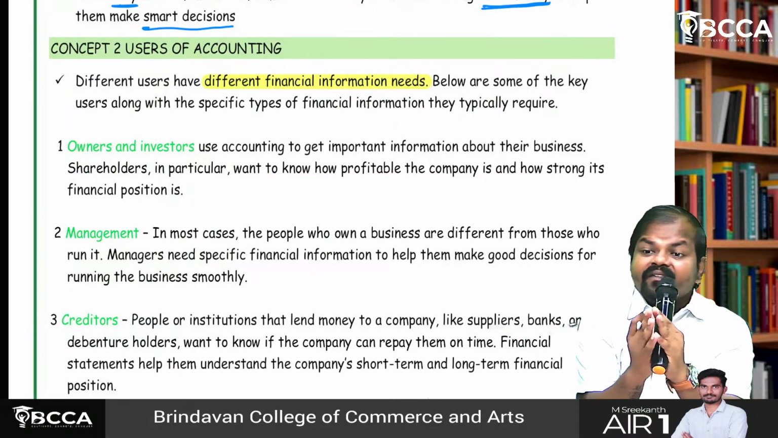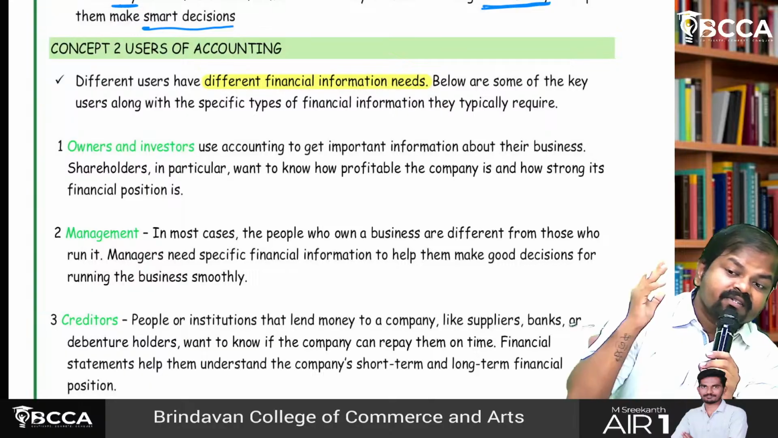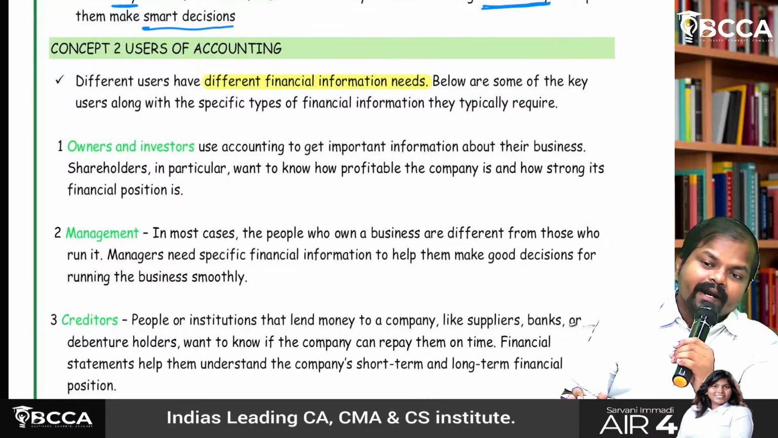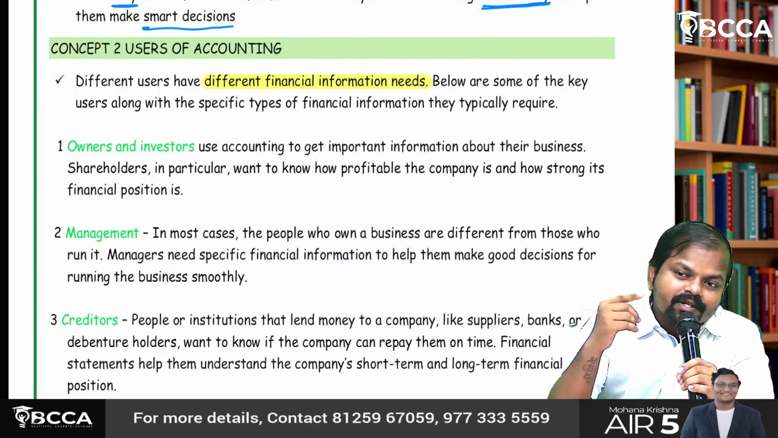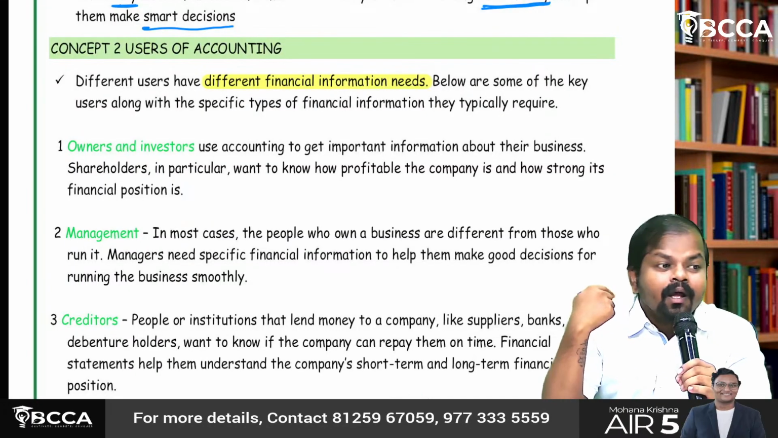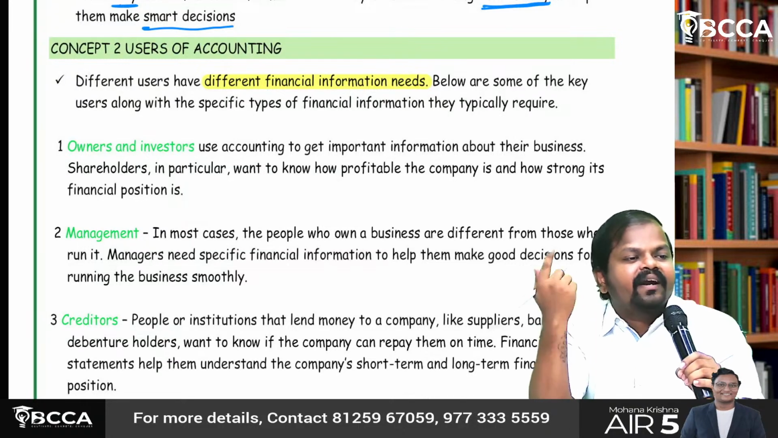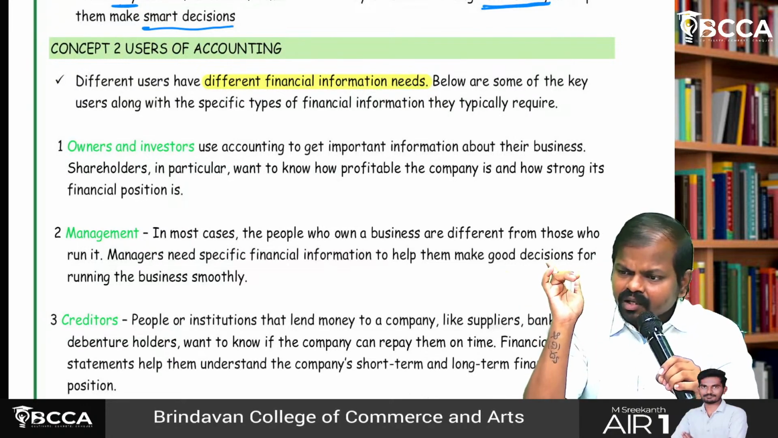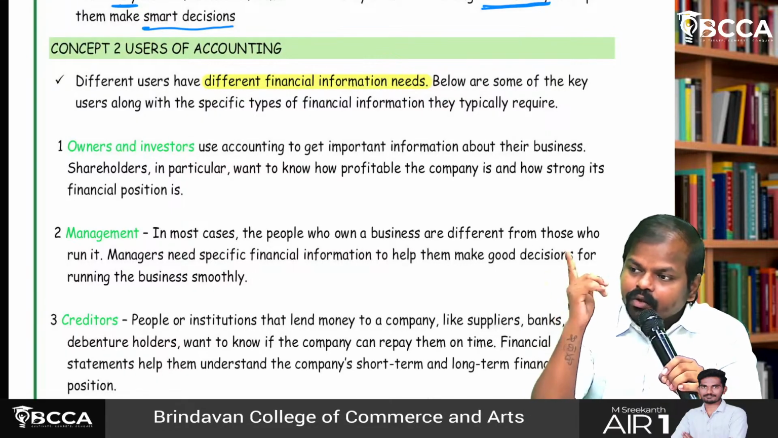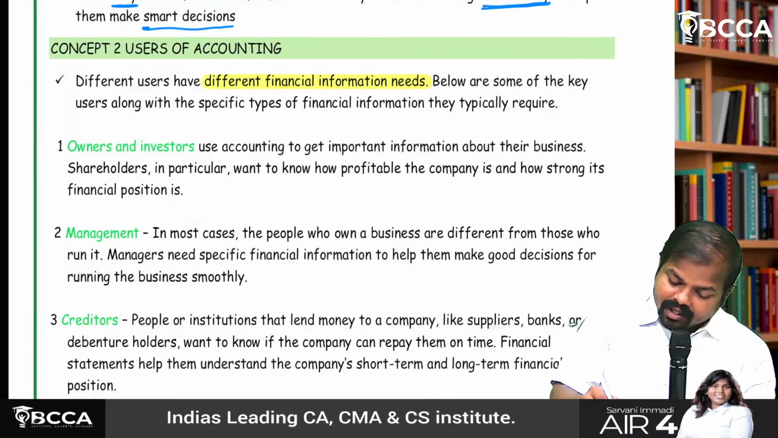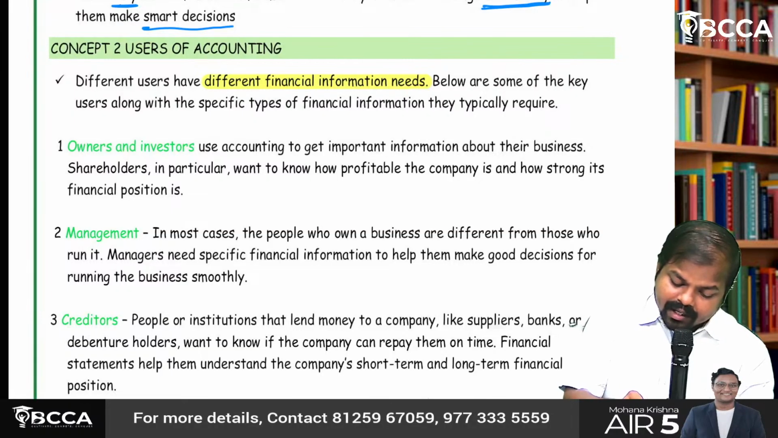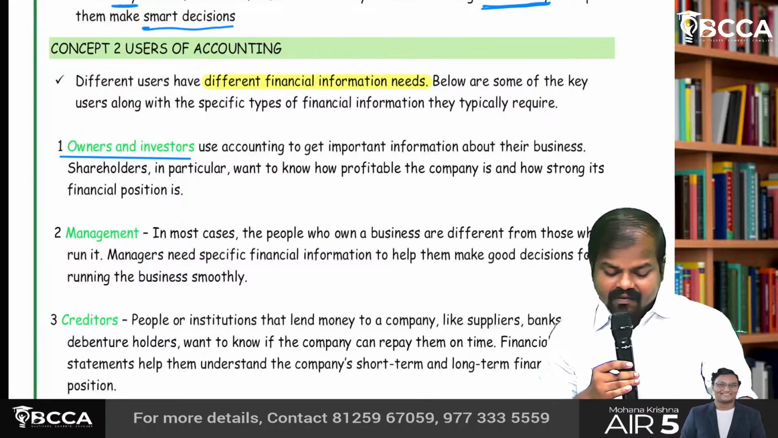So, different persons, different perceptions are there. Based on the person, expectation is totally different. Expectation is different from person to person. Clear? Excellent. So, number one, first one, whom? Owner or investor.